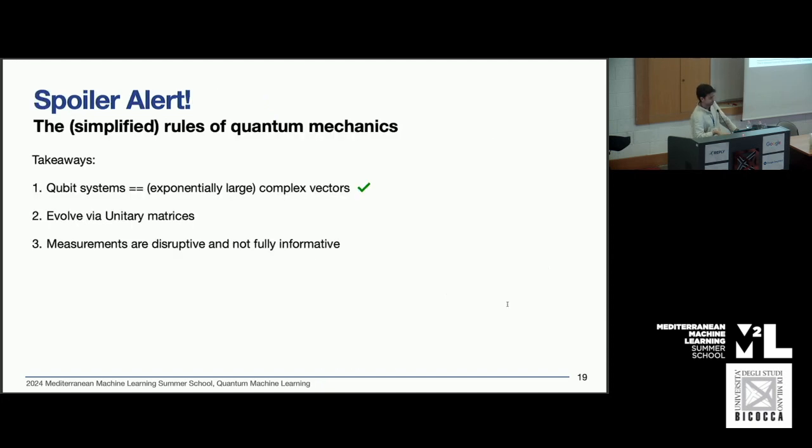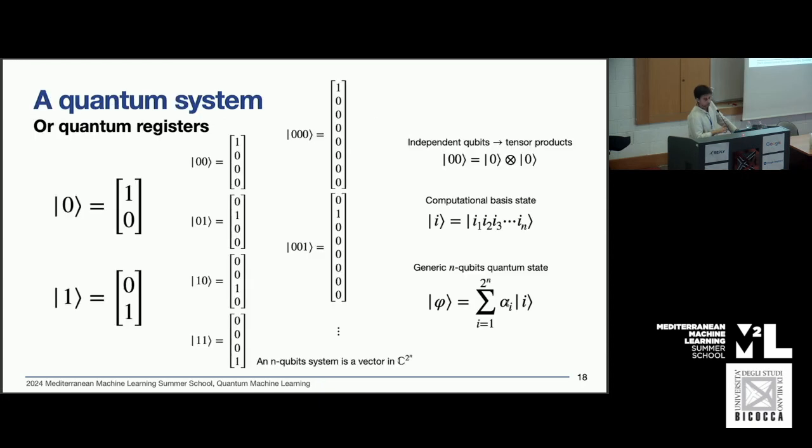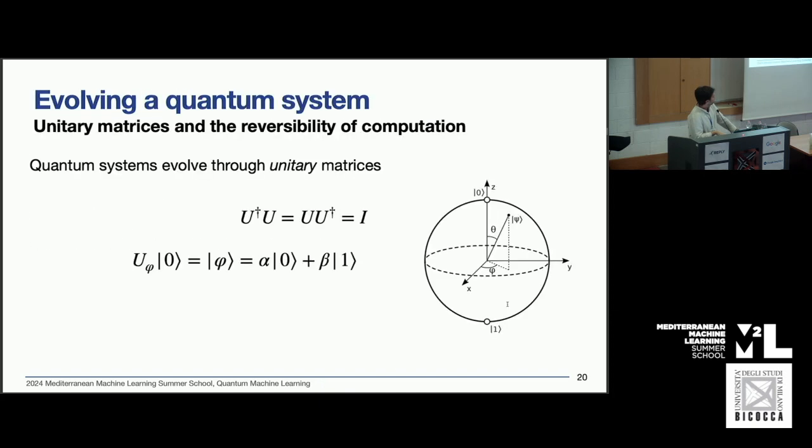Okay, so that was the first point. Now, they also have to be unit vectors, by the way. We'll understand why in the measurements. Second part, you have unitaries. Unitary matrices are rotating these vectors. So you use them to perform computation. An algorithm is basically a unitary matrix.